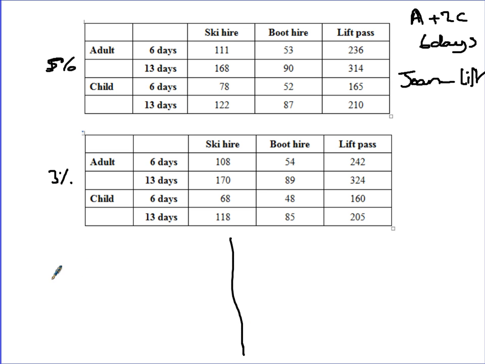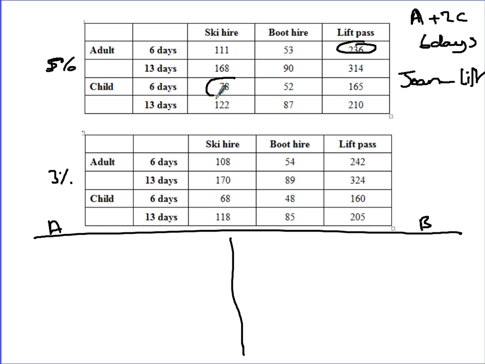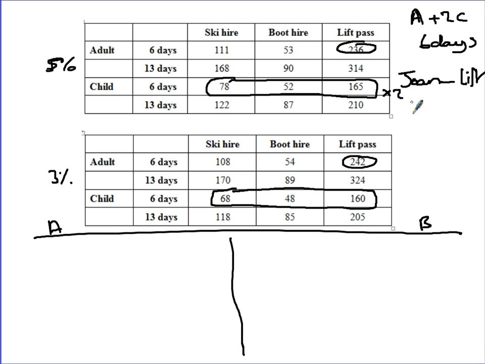Right. So split into 2 bits. So we've got 2 shops. I think it's just called shop A and shop B, is it? Yeah. So we've got shop A here and shop B here. So what we're needing is to work out, and what I'll do is I'll just circle them to make them easy. So it's for 6 days. Joan's just needing a lift pass, and the kids are needing everything. So lift pass and everything. And what you've also got to remember is to times these by 2.